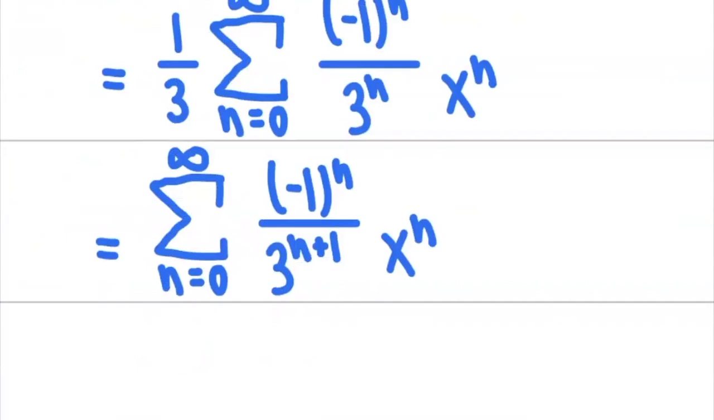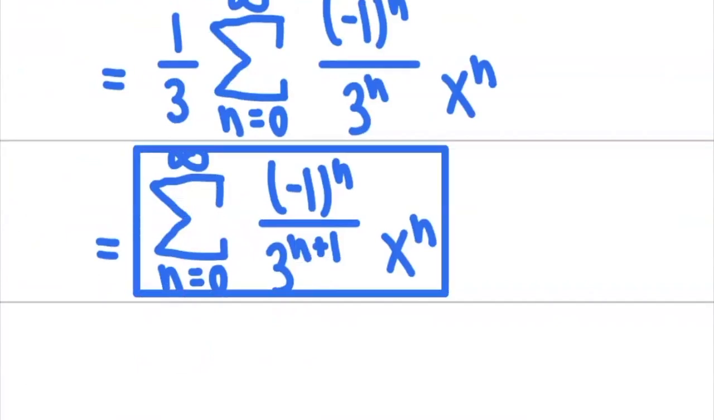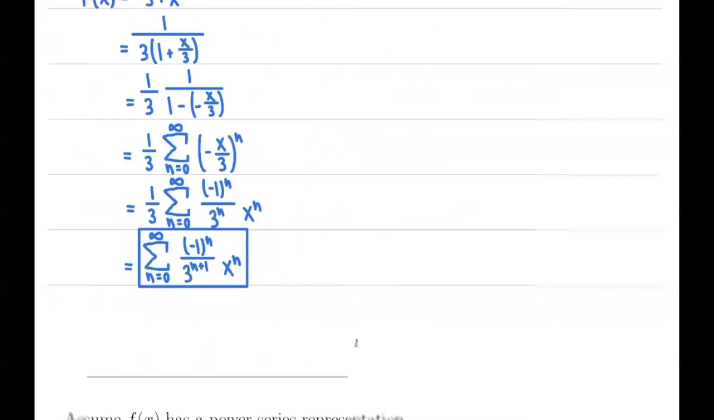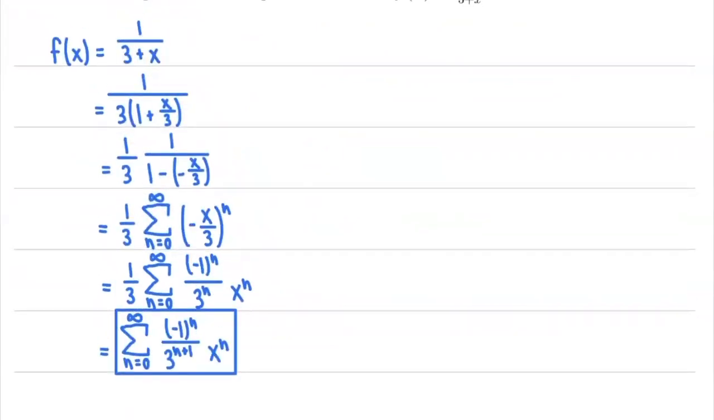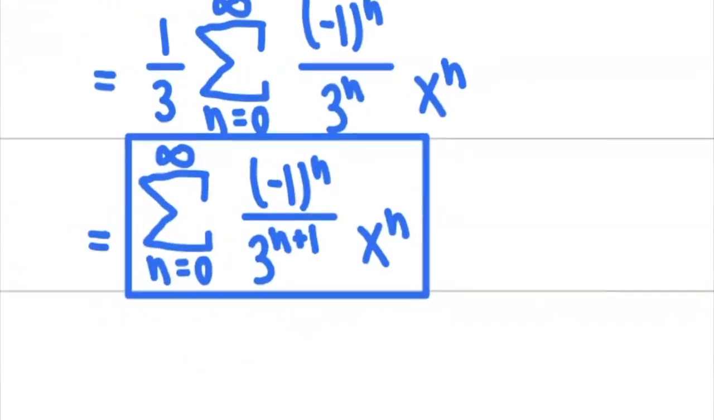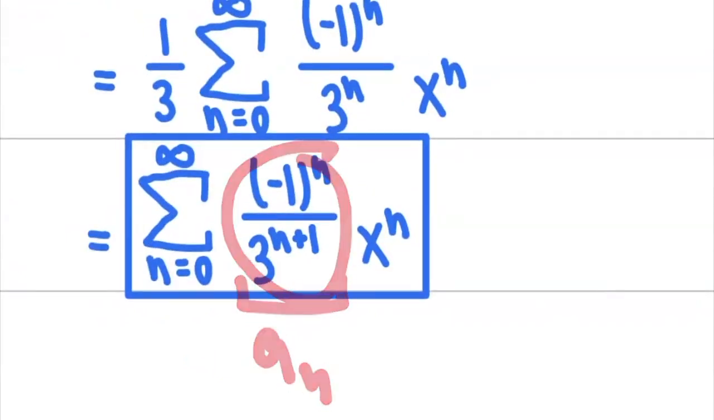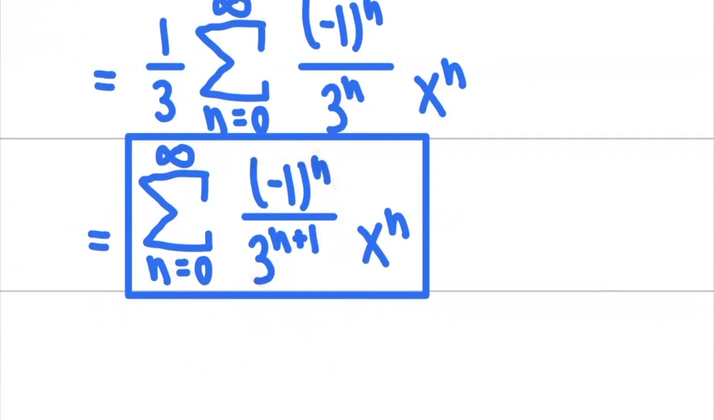Yeah, this is it. This is a power series representation of 1 over 3 plus x. So again, I wrote it specifically in this way because now I can see what my a sub n is. I can see these are going to be my coefficients. And of course, the center is 0 because it's just x minus 0 to the power of n.